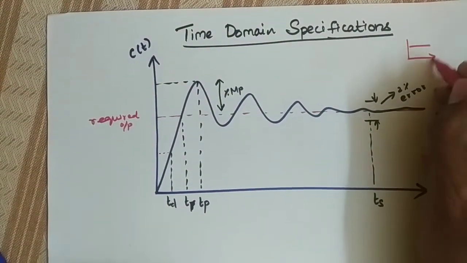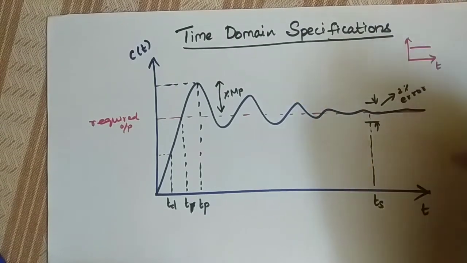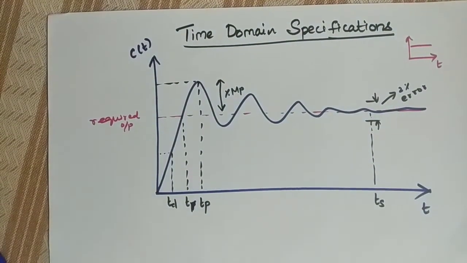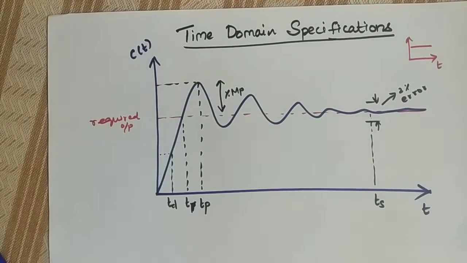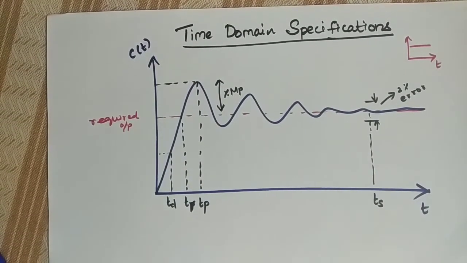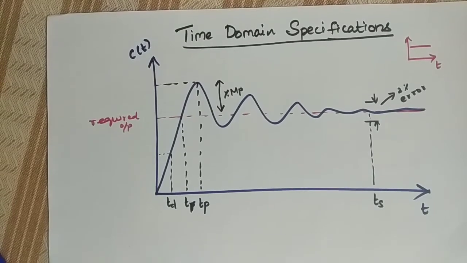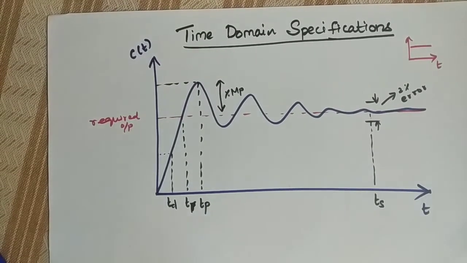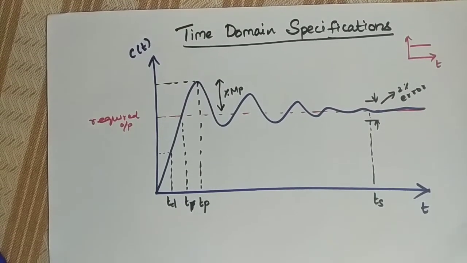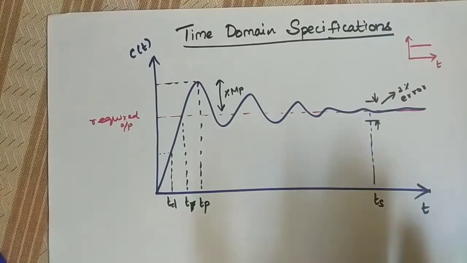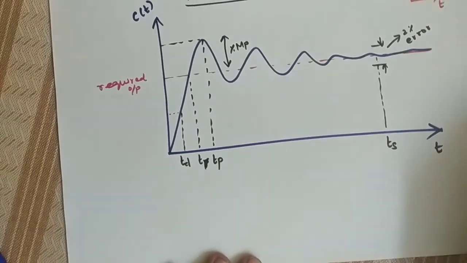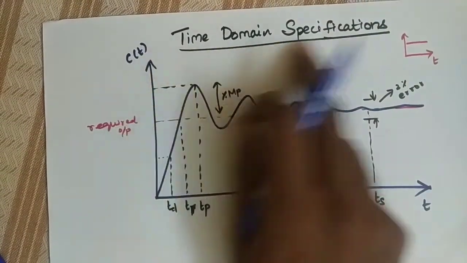Without disturbing the system, we are giving some equal constant input. That is why we are deriving the responses for step input. Okay, time domain specifications. Let us see the time domain specifications.